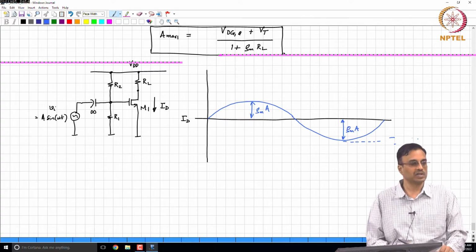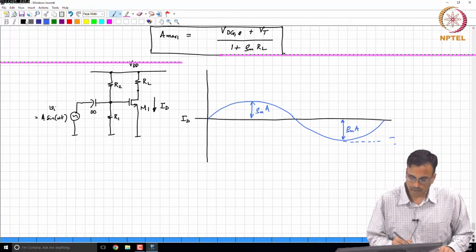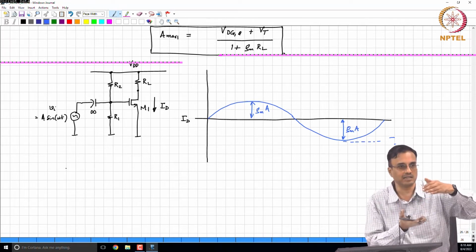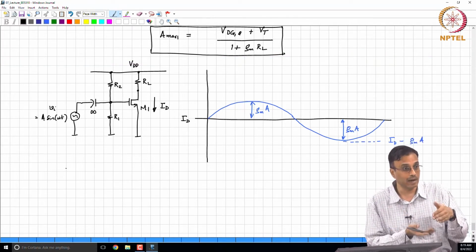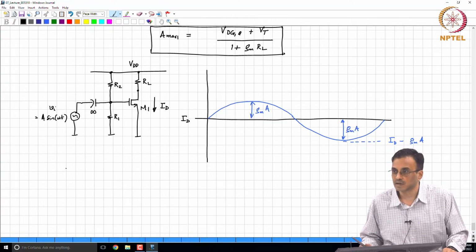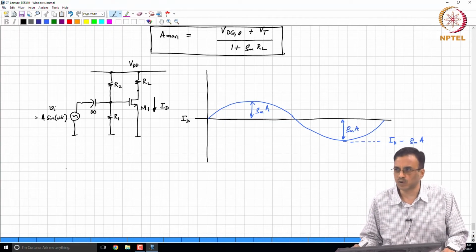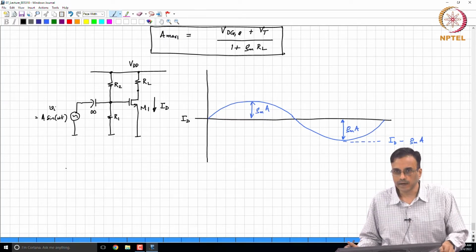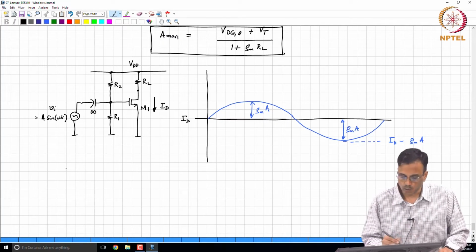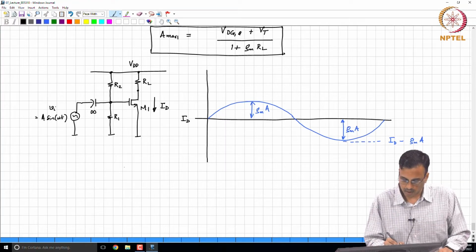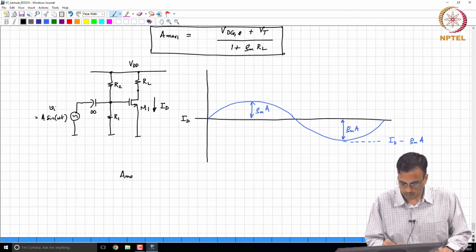So, now the question is, what is the maximum input? If A becomes larger and larger, what comment can you make about the minimum current in the transistor? It is reducing, and eventually what can happen? What is the lowest it can go to? The lowest it can go to is 0, correct. So, therefore, what is the maximum amplitude A max 2?